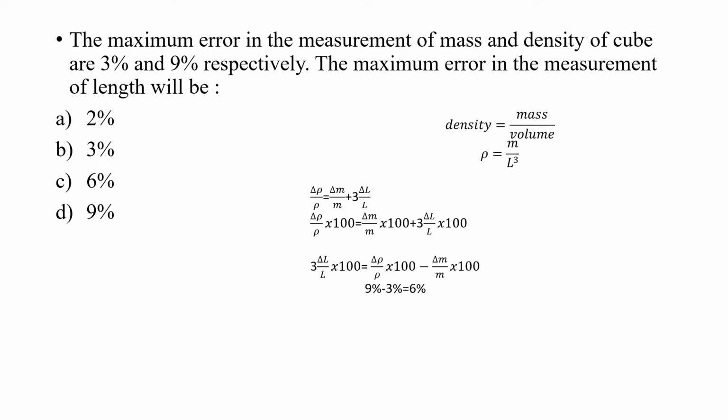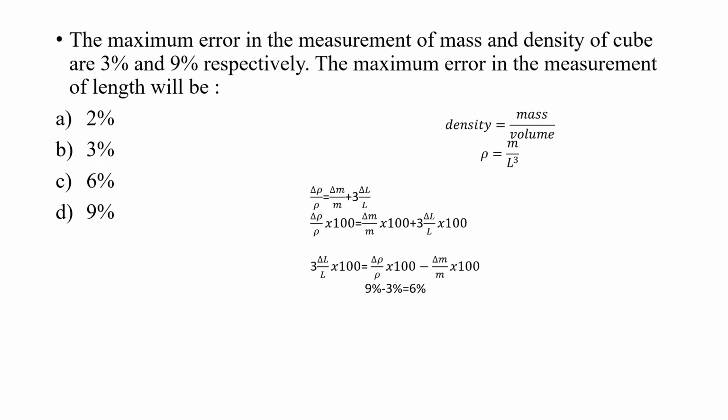On taking the length term to the left hand side, 3 into delta L by L into 100 is equal to delta rho by rho into 100 minus delta m by m into 100. Since the question is to find the maximum error in measurement of length, we take the length term on the left hand side. Now substituting the density value 9% and mass value 3%, we get 6%. That is, 3 into delta L by L into 100 gives 6%.